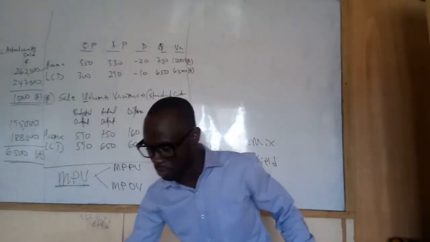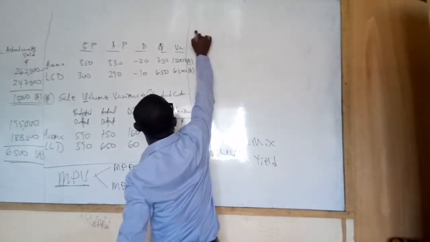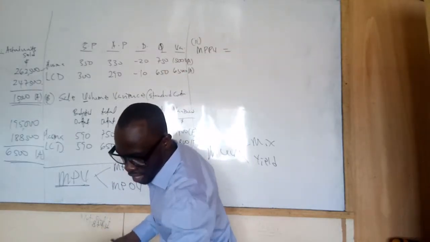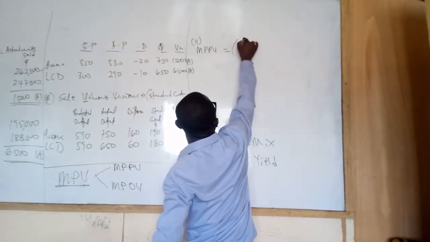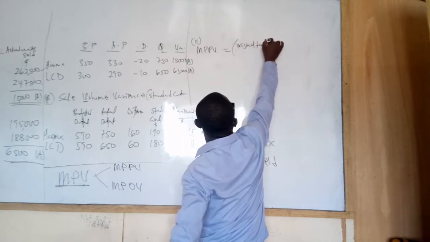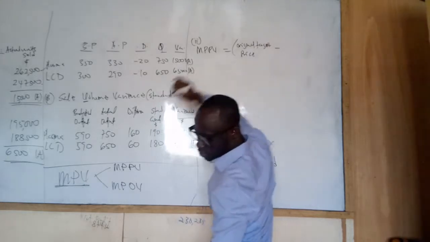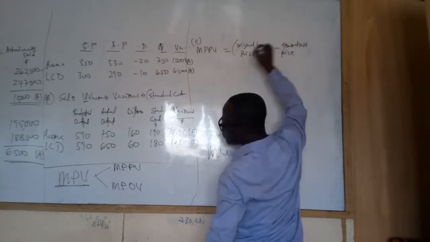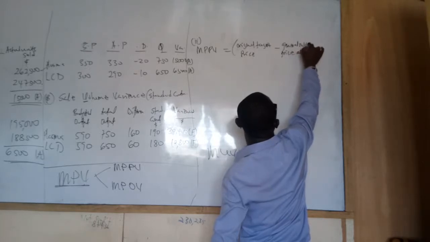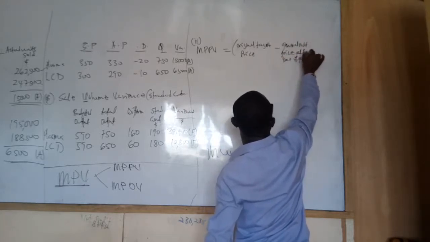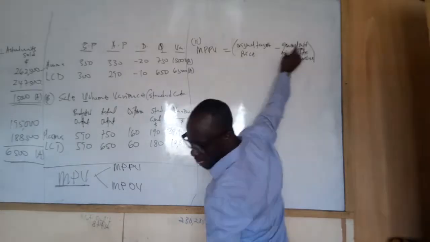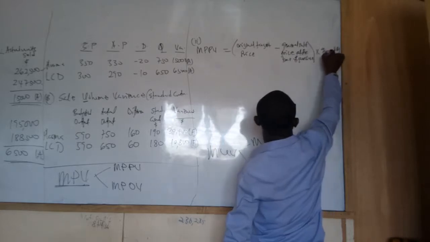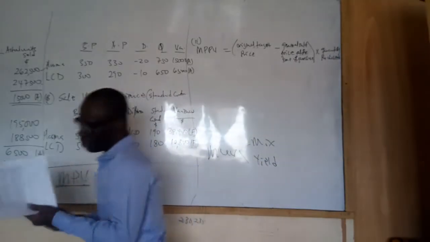Now, what is this about? I think I gave you some formulas when we were doing this. So let me just put the formulas down. First, material price planning variance is equal to the original target price minus general market price at the time of purchase, times the actual quantity purchased. So that's the formula.